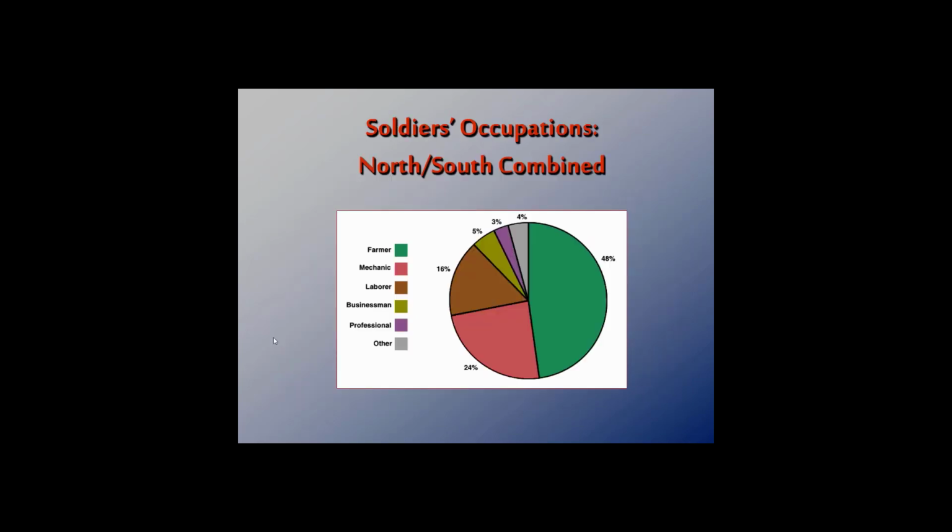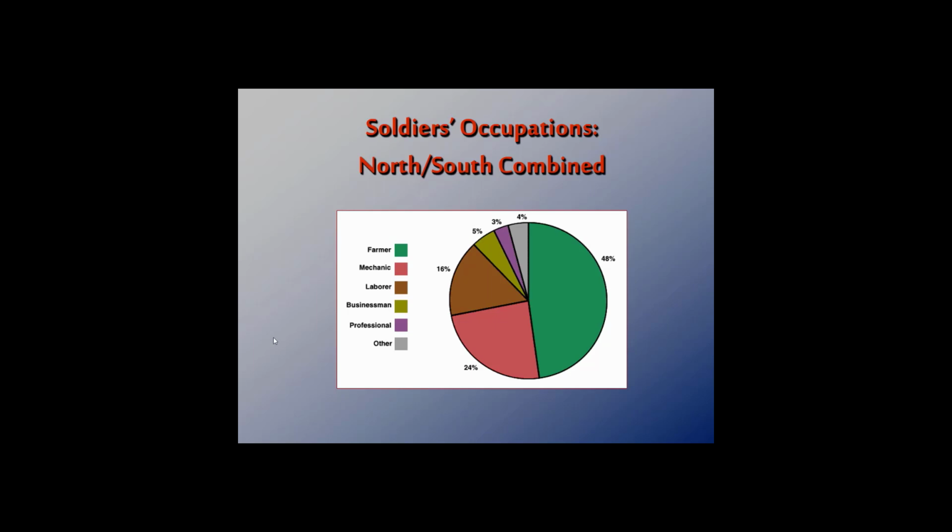Now let's look at an overview of the occupational makeup of both the North and the Southern soldiers combined. You can see that 48% were farmers, so about half of the military of both the North and the South were farmers. About a quarter of them were mechanics, which remember means working with your hands, artisans. So farmers and artisans made up about 75% of the military force.